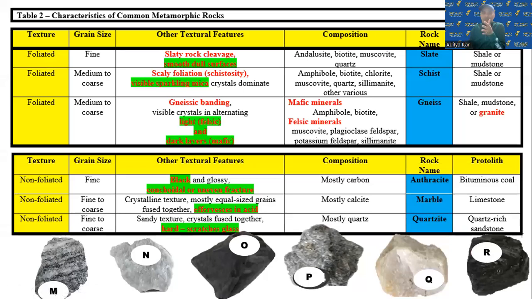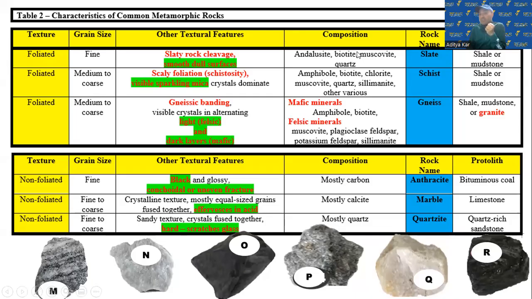I've created this table, and you can just write this after you have identified your 6 rocks, M, N, O, P, Q, R. 3 will be foliated, 3 will be non-foliated. Grain size in the foliated rocks goes from fine to medium to coarse. What are you looking for in these rocks? Smooth, dull surface for slate, visible sparkling mica for schist, and light and dark colored banding for the gneiss.